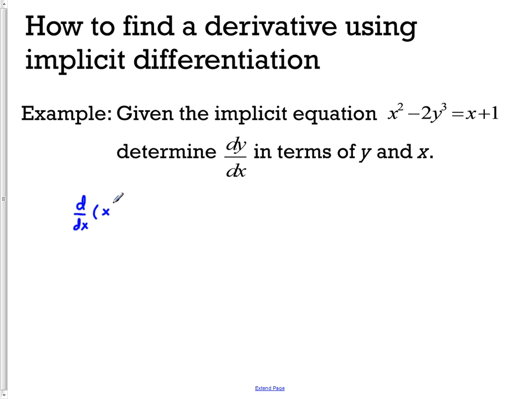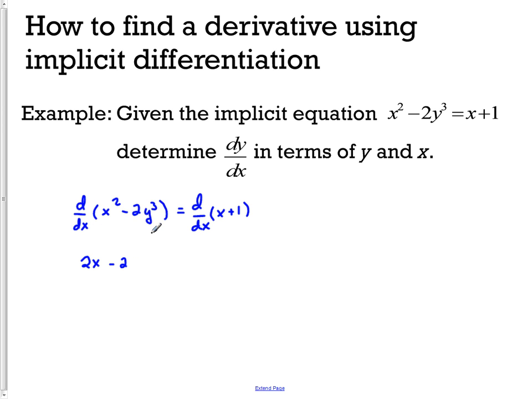So we're saying the derivative with respect to x of x squared minus 2y cubed will equal the derivative with respect to x of the quantity x plus 1. Okay, so now in this case, we can think of this as the derivative of each term individually. The derivative of a sum or difference is the sum or difference of the derivatives. So we're going to take the derivative with respect to x of x squared. We know we're going to get 2x to the first, and dx would just be 1. So 2x to the first, minus 2, we're going to take that constant, times the derivative of y cubed.